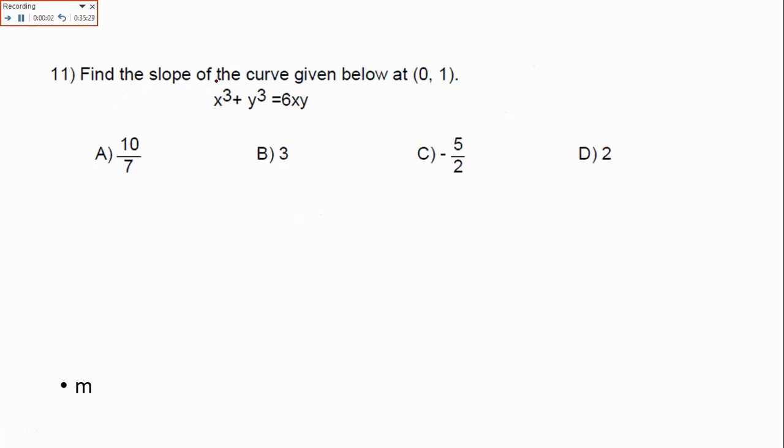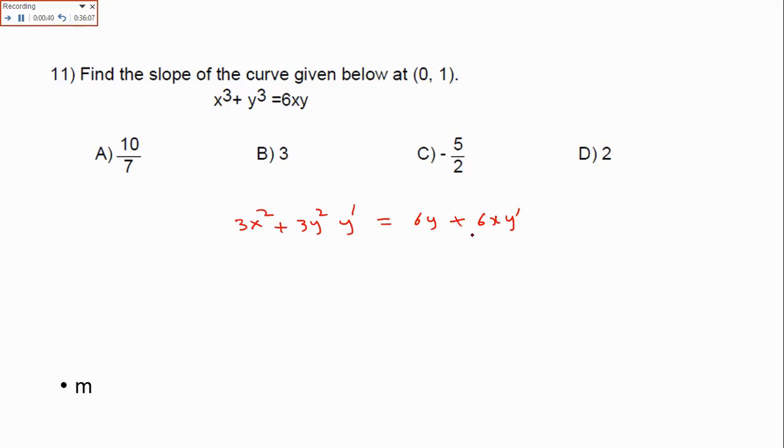Find the slope of the curve given below at (0, 1). So we have to find the slope. That means we have to take the derivative, right? So doing the derivative, we get 3x squared plus 3y squared y prime, right? Equal to, this is implicit, 6y plus 6x y prime, right?